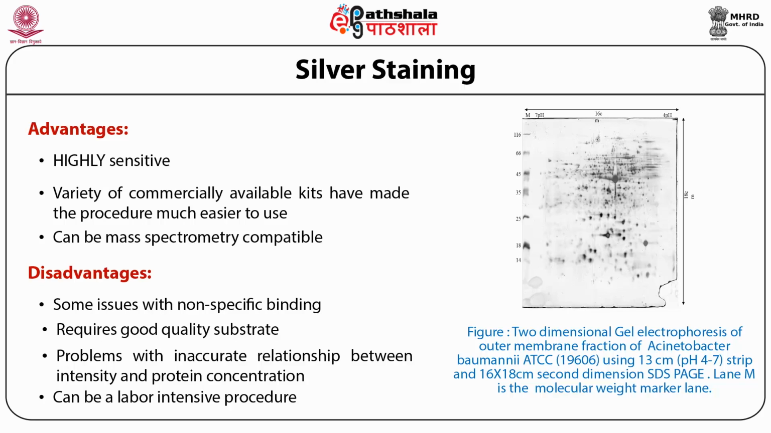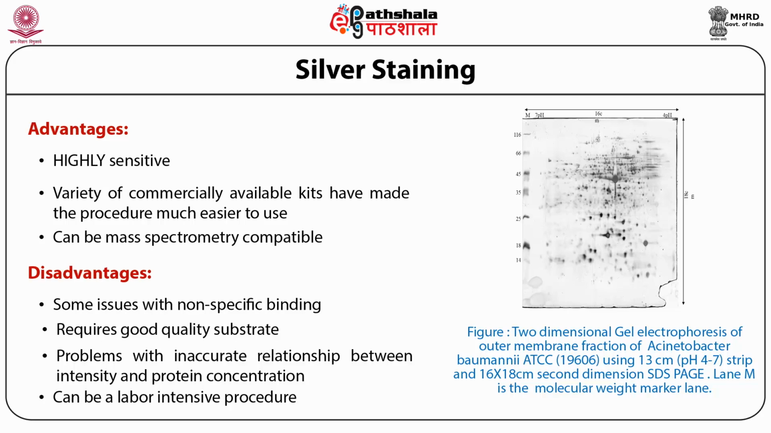If you compare the previous gel and this gel shown in the figure, you will find the number of spots is higher. These are the same sample of the same bacterium, and we have done silver staining. Silver staining is highly sensitive. It has a variety of commercially available kits which can be utilized for staining the proteins. It is easily compatible with mass spectrometry, but this staining also has several disadvantages.